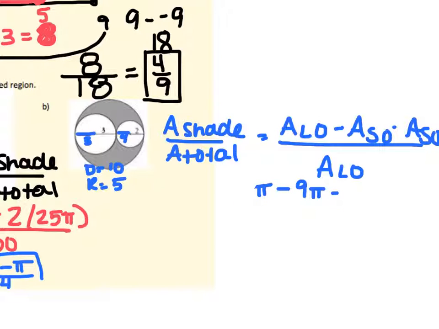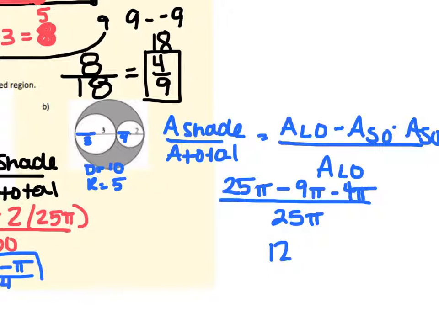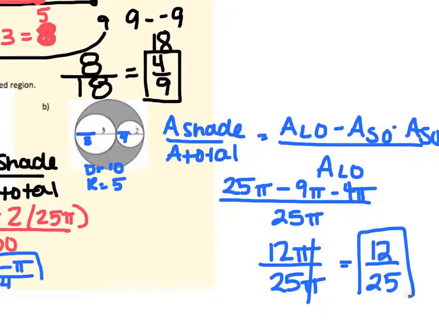Let me change this here right away, so this is going to be 25 pi minus 9 pi minus 4 pi, and then over the area of the large circle, which we said was 25 pi. And then from here, it's just simplifying. 25 minus 9 minus 4 is going to be 12 pi over 25 pi. If I have a pi in the top and a pi in the bottom, those are going to cancel out. I'm just going to be left with 12 over 25. So 12 chances out of 25 times it will land in the shaded region.